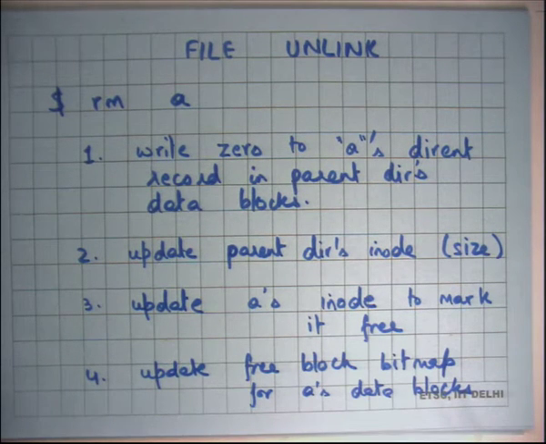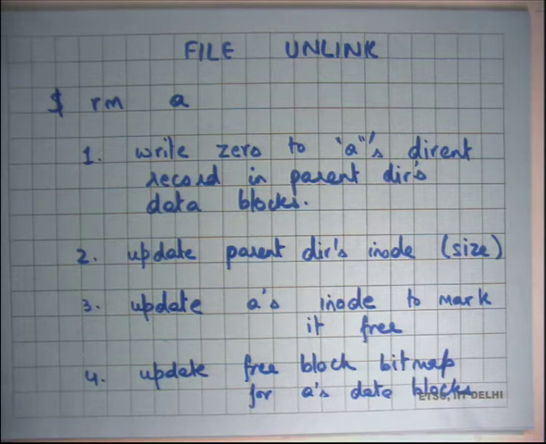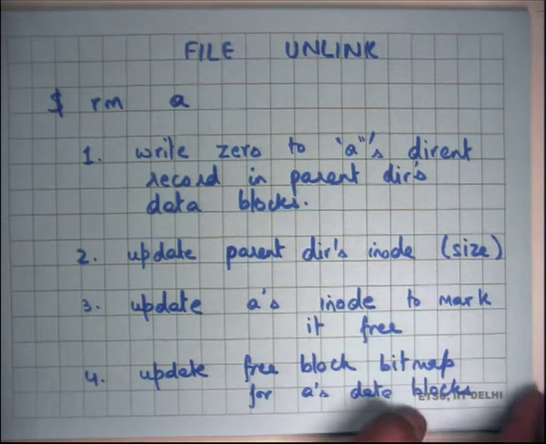So you are deleting A, you have unlinked it from the parent, but you also want to mark it free so that it's usable by other files or other operations in future. And then you update the free bitmap block for A's data blocks, right? So you also mark the data blocks to be free. So there are once again a few different writes that are happening to the disk, right?